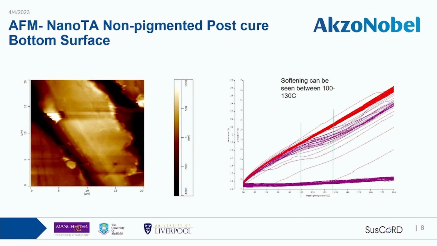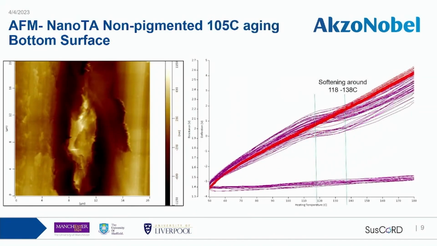So I looked at my bottom surface in my post-cure sample and tried to distinguish a softening temperature. For the raw data, I got around 100 to 130 is where you can see the general transitions. These are all failed samples, I think, because there's trapped solvent at the bottom of the coating. So this was the 105 age. As you can see at the bottom, more of the sample was able to run successfully, and I got softening temperatures between 118 and 138.